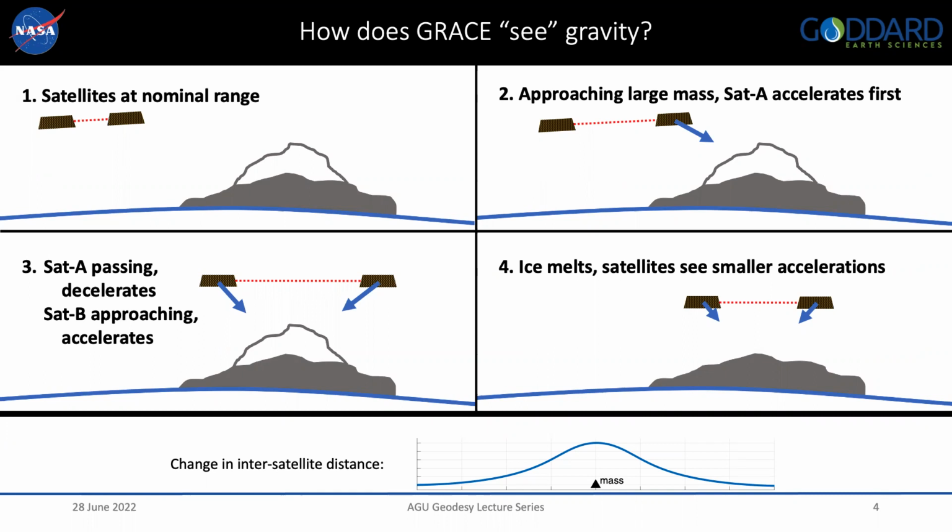If you then look at the fourth box, sometime way off in the future, if that ice melts, then the mass that was there that caused this perturbation will be smaller. And so we should see smaller effects on what's going on.